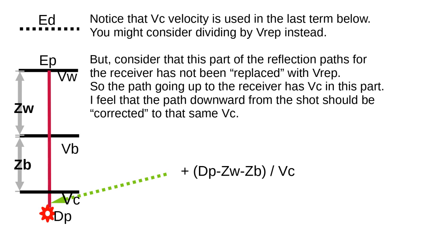Notice that the VC velocity is used in the last term below. You might consider dividing by the replacement velocity instead. But consider that this part of the reflection path for the receiver has not been replaced with the replacement velocity. So the path going up to the receiver has this VC in this part. I feel that the path downward from the shot should be corrected to the same velocity.